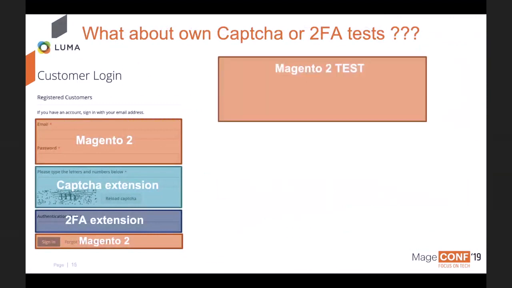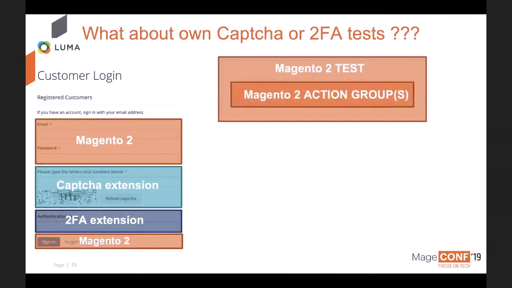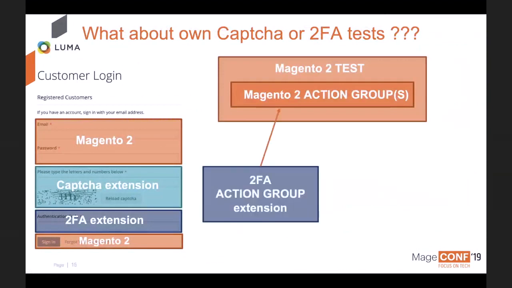So let's see an example. What if we have a Magento 2 test, and this Magento 2 test is written with Magento 2 action groups? Then the 2FA extension can extend this action group and not touch the test. Because the Magento 2 test is using this action group, and this action group is extended by this extension. How many times did I say extend?